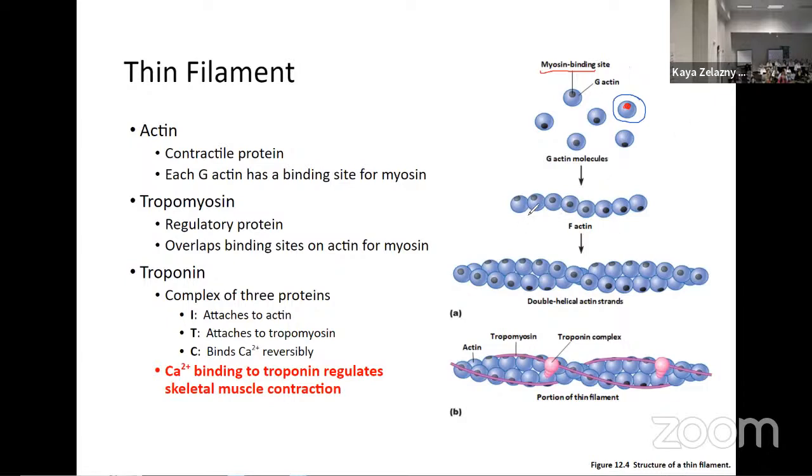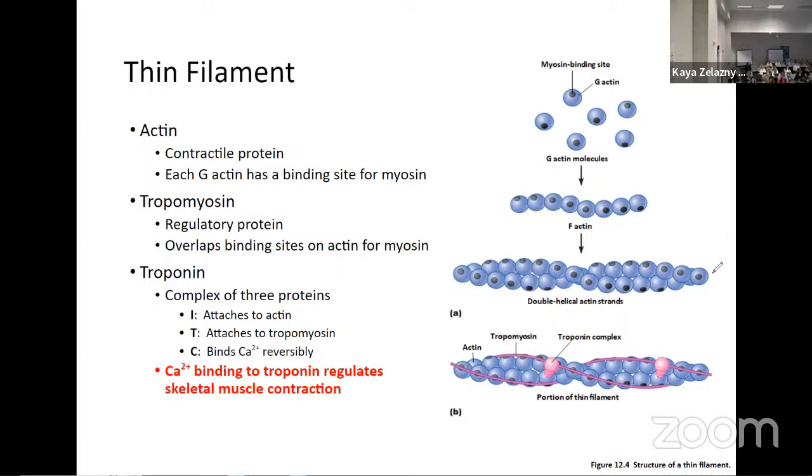G-actin gets linked together into F-actin, longer, right? We've made a string. And then when we're looking at a long strand of actin, we're looking at a double helix kind of structure swirled around. Now, on top of the actin, we have some proteins that are going to be really important for the behavior of actin and how and when it's allowed to bind to myosin.